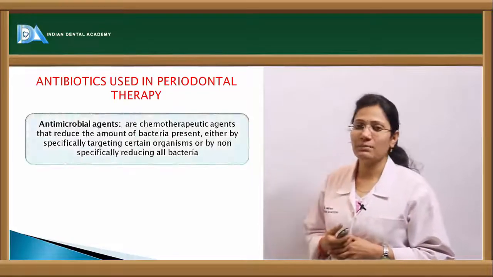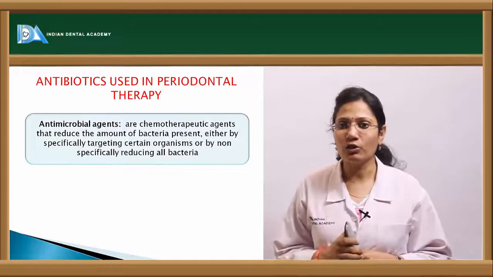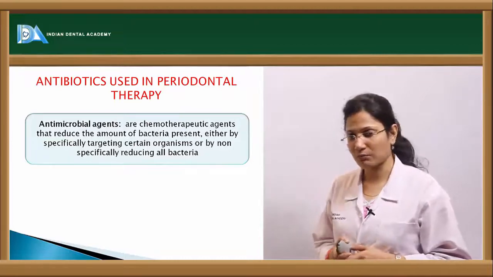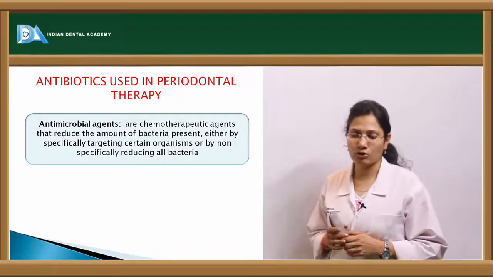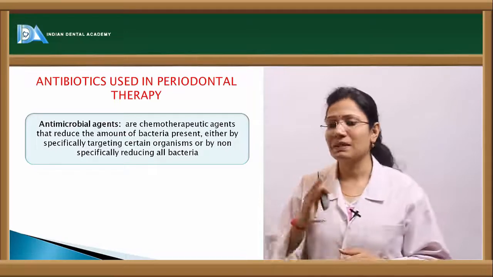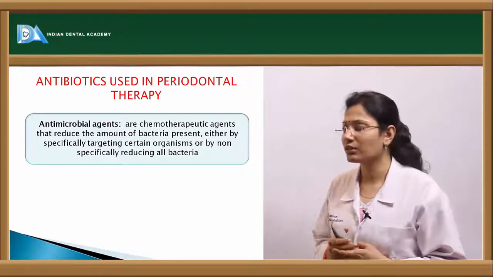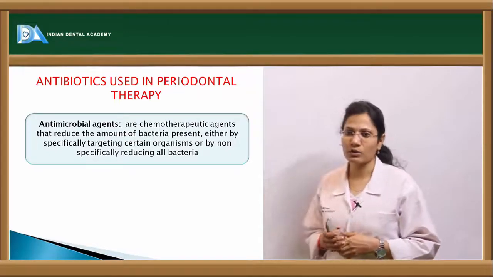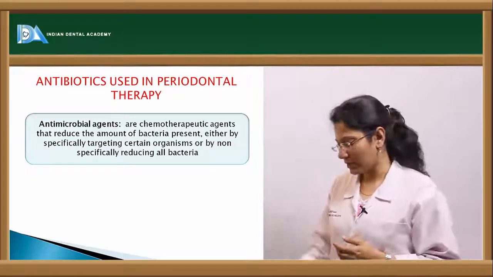What is an antimicrobial agent? An antimicrobial agent is a form of a chemotherapeutic agent that reduces the amount of bacteria, or that specifically targets certain organisms, or that reduces all the bacteria.